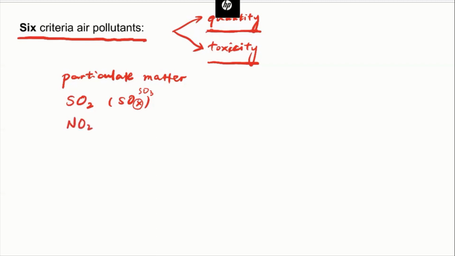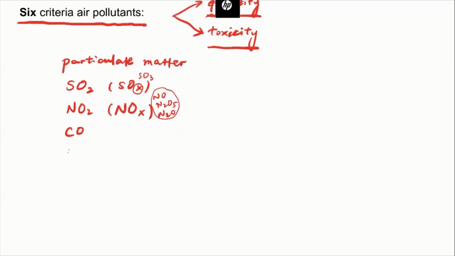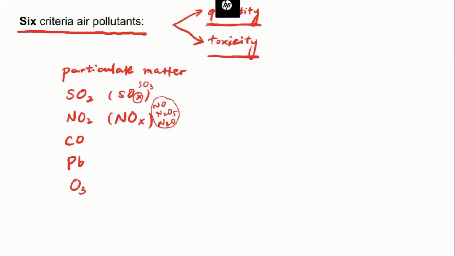Nitrogen dioxide. So we'll also use NOx to represent that because nitrogen dioxide has all different types of relatives. For example, nitrogen monoxide or N2O5 or N2O. So all of these different types of relative molecules get emitted into the atmosphere, right? So we also talk about carbon monoxide. It's also a criteria air pollutant, lead, and finally ozone, right? So we have 1, 2, 3, 5, 4, 6. So these are the most important air pollutants. So we'll just briefly introduce them one by one.